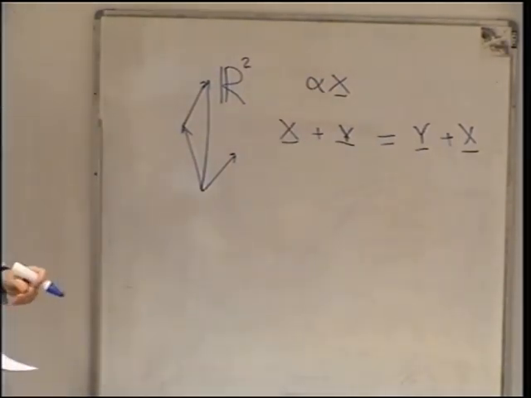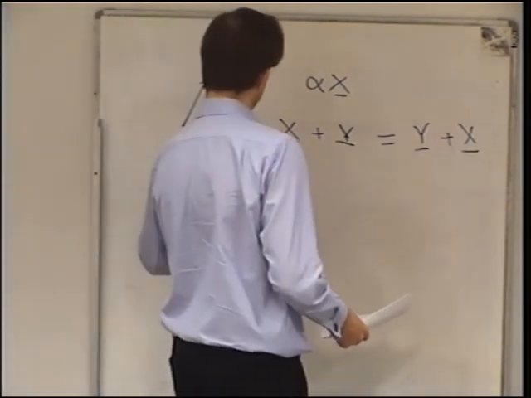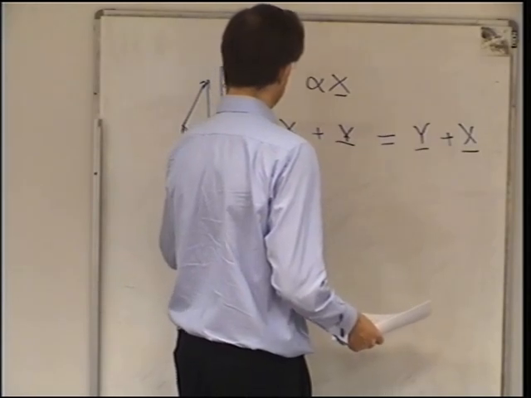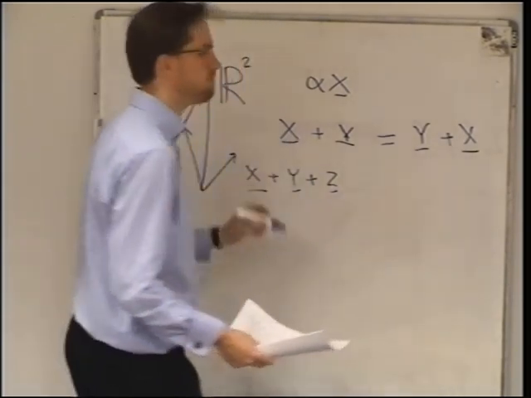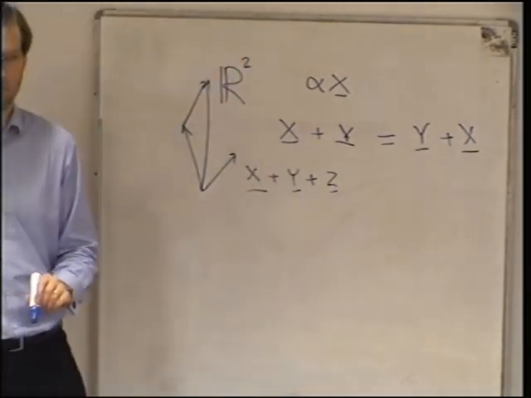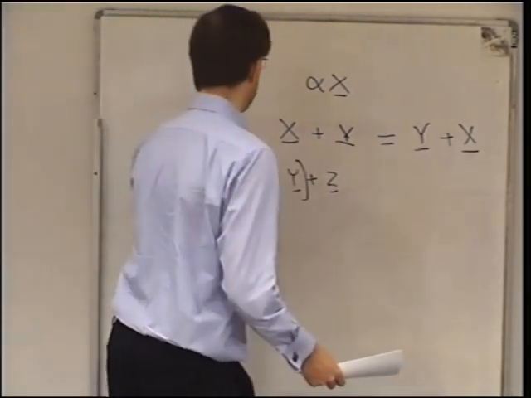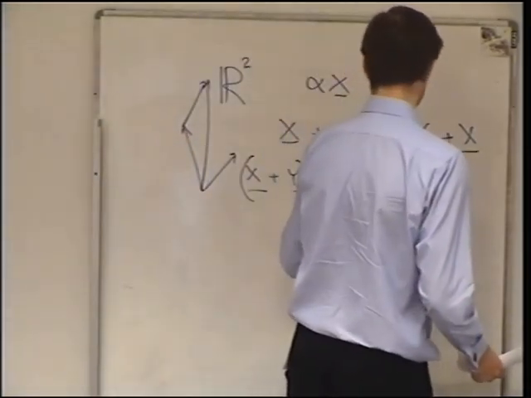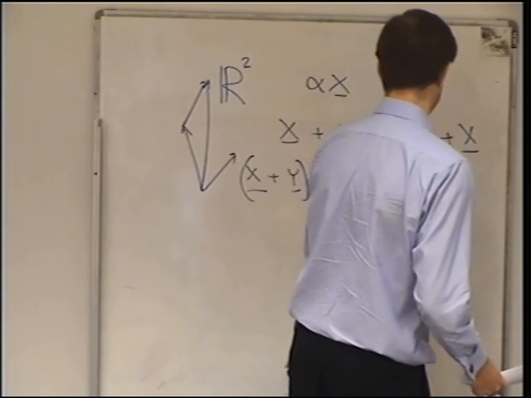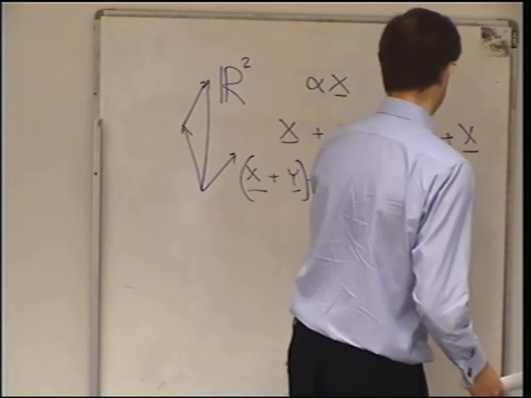It also has to be associative, and so if I have x plus y plus z, it has to not matter what order I do those additions in. So it has to be the case that x plus y plus z is equal to x plus y plus z, with the brackets in a different place.